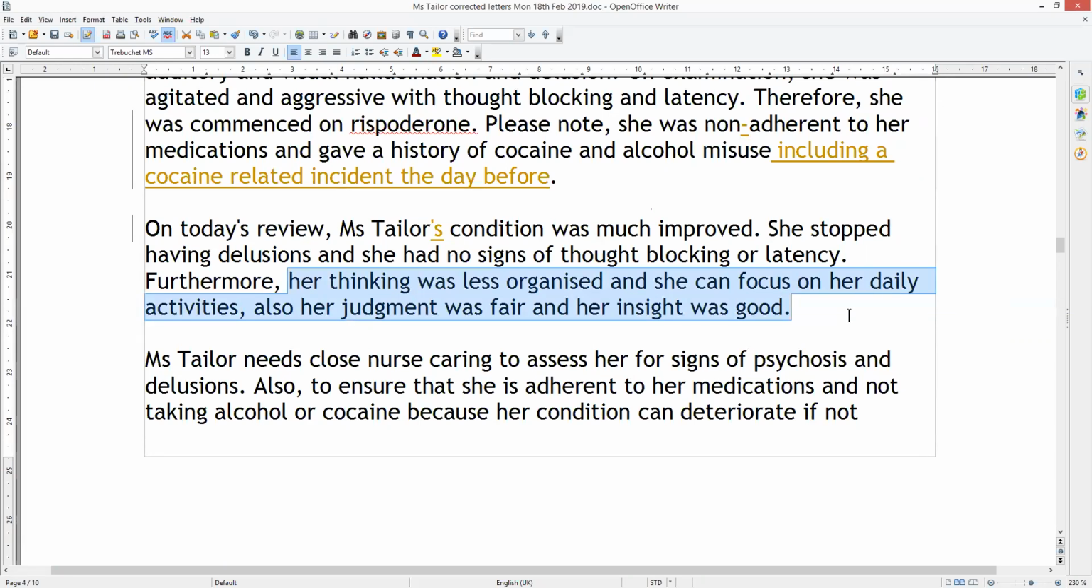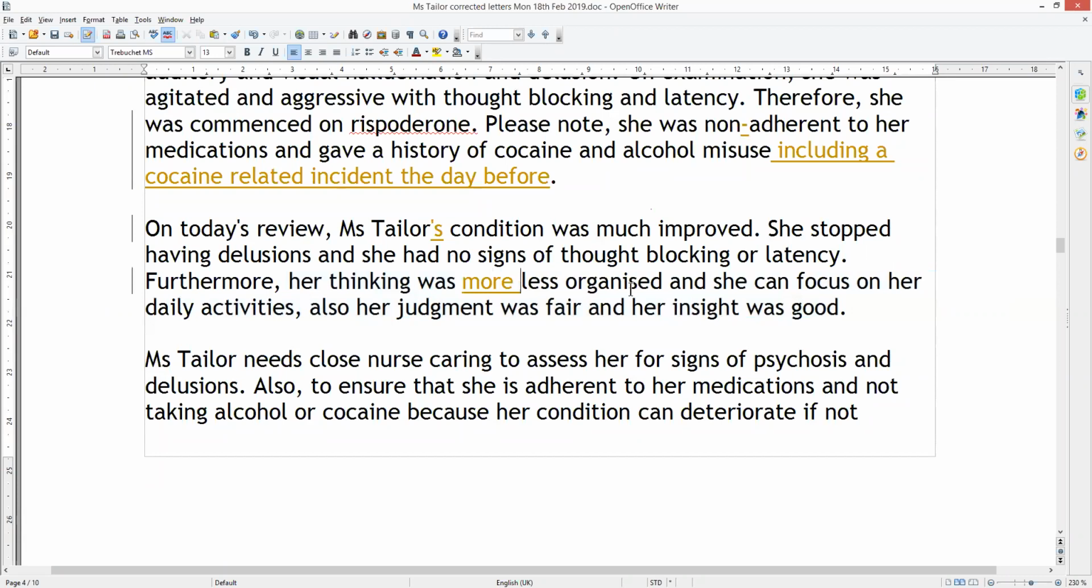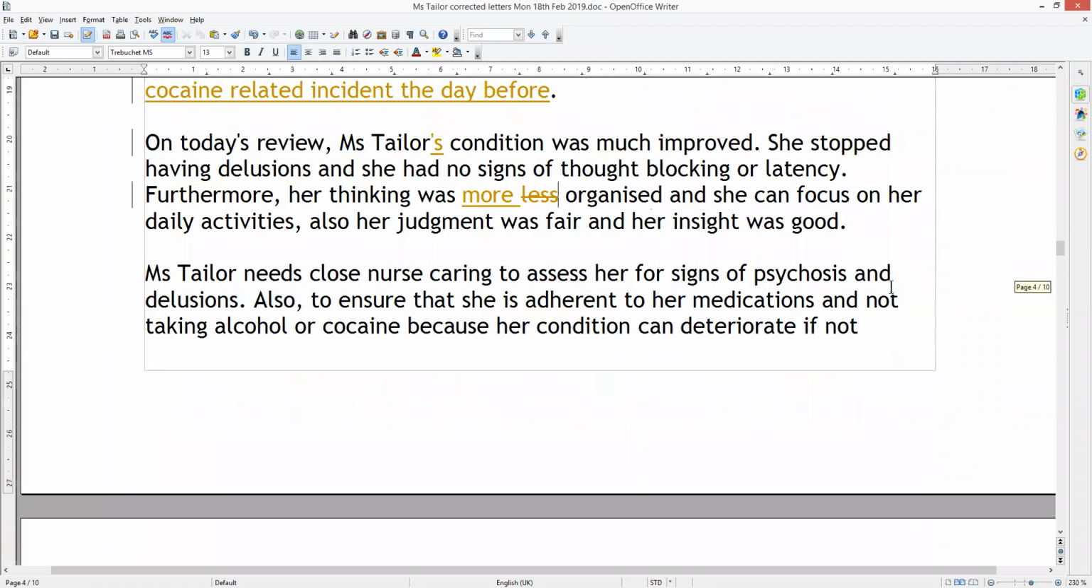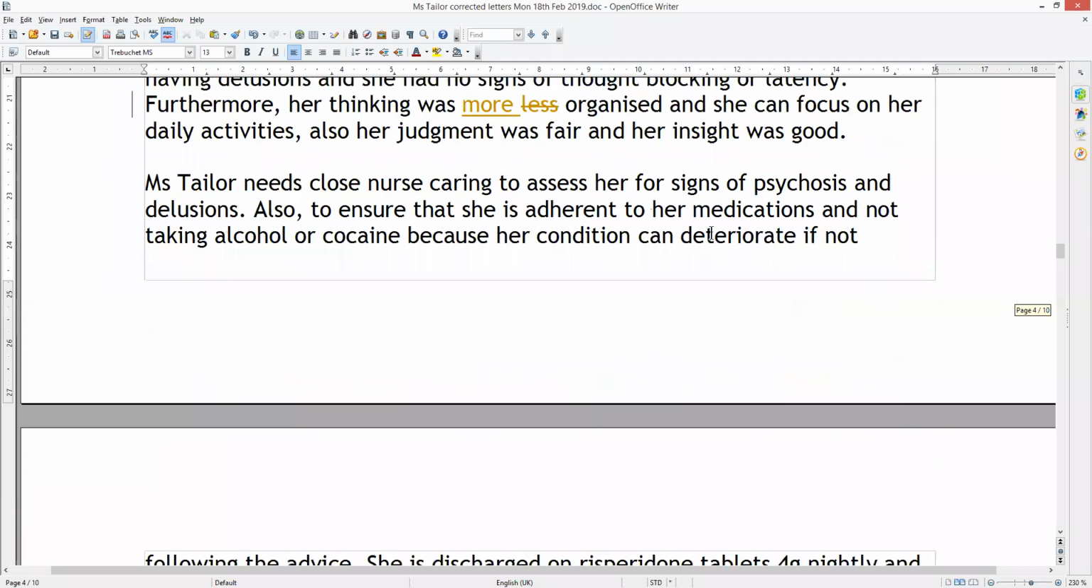Well, less organized and she can focus. It seemed, to me, it does seem to indicate a contradiction. Now, more organized, that, I think, makes a bit more sense. Focus on it, it was good. It's closeness, not taking off. Really?